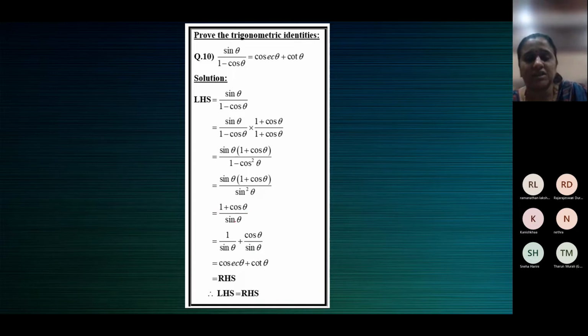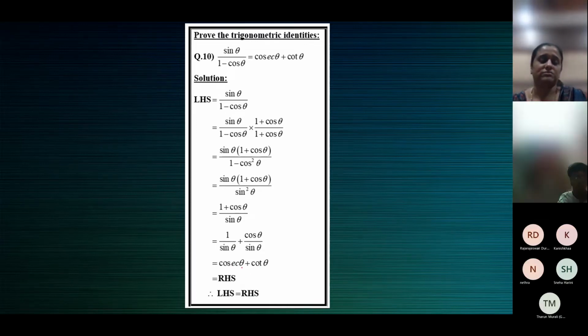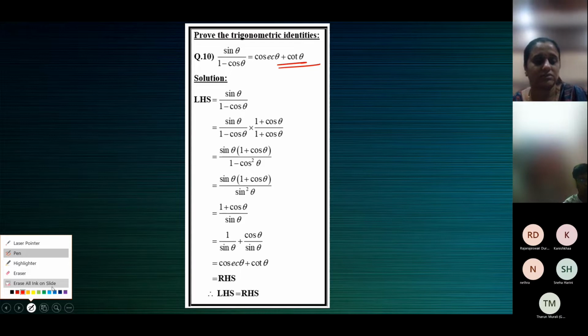So 1 plus cos theta by sin theta is 1 by sin theta plus cos theta by sin theta. Now what is 1 by sin theta? Cosecant theta. And what is cos theta by sin theta? Cot theta. That's the RHS here. Take a picture.